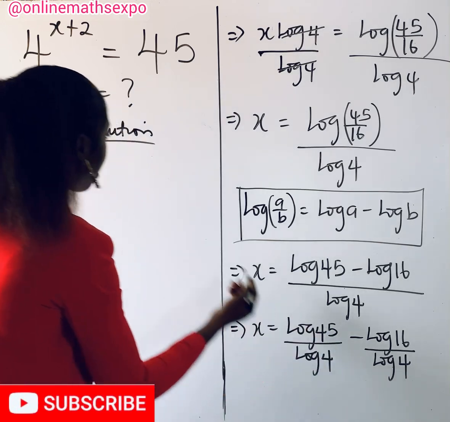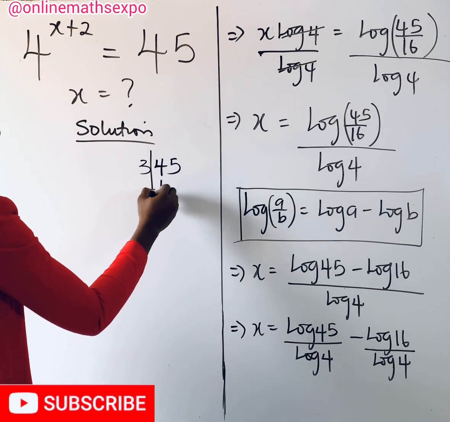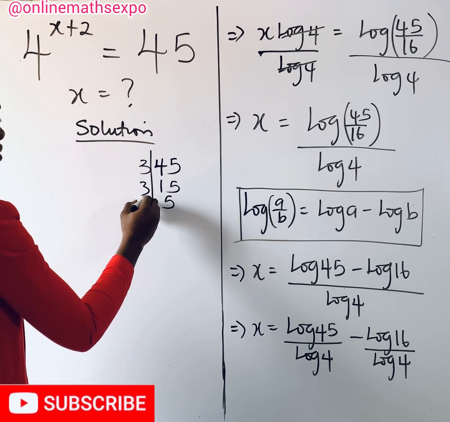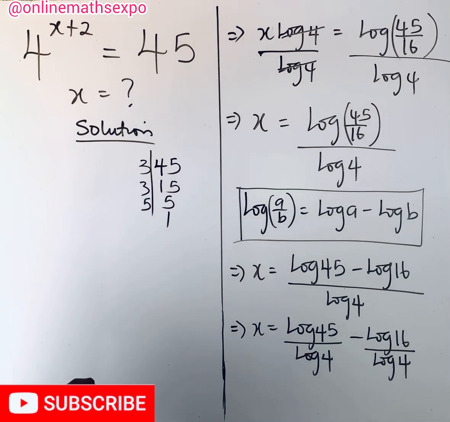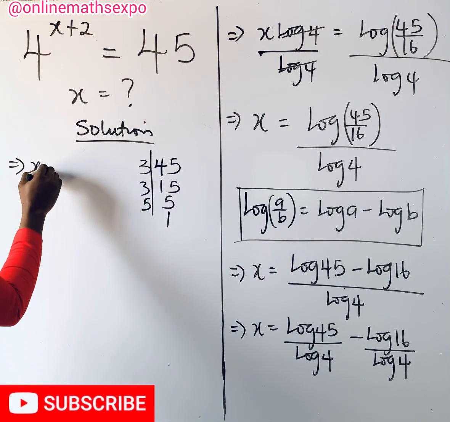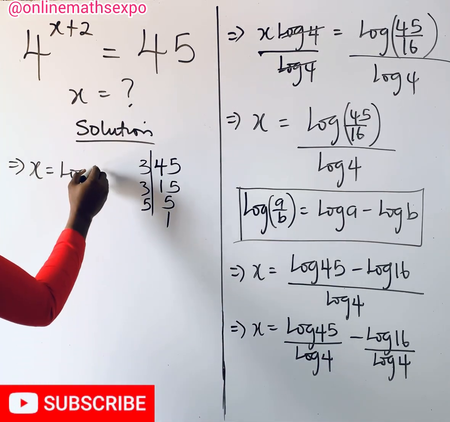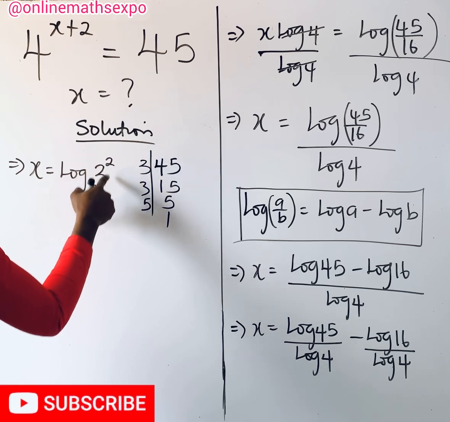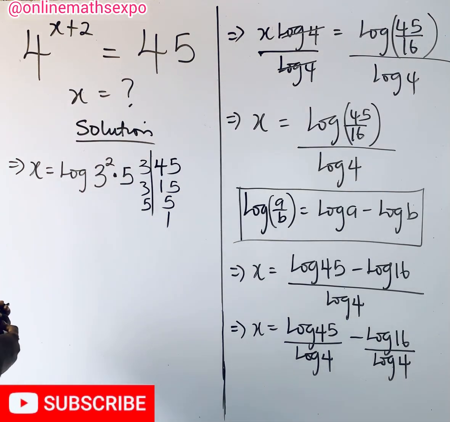Remember that 3 can go in 45. We have 15. 3 here is 5. 5 is 1. So for 45, 3 is repeated 2 times. Now, simplifying this is going to give us x is equal to log of, this 45 can be written as 3 raised to power of 2, then multiplied by 5. I hope you are with me.